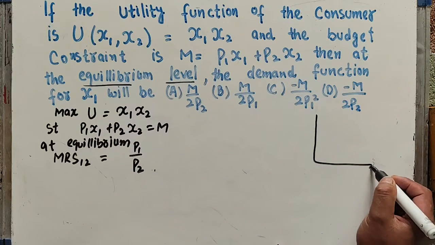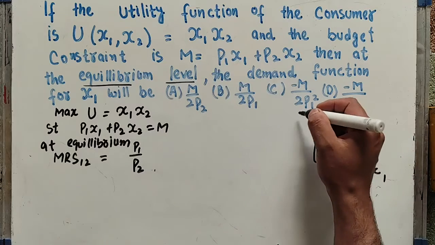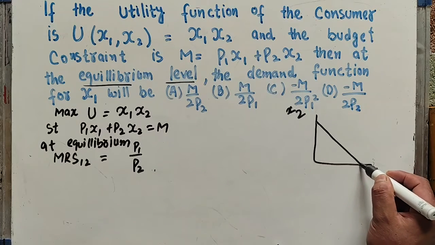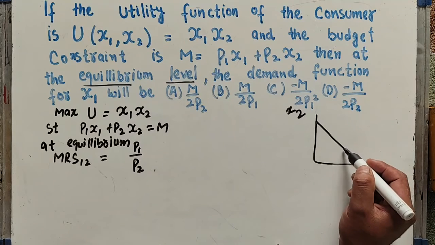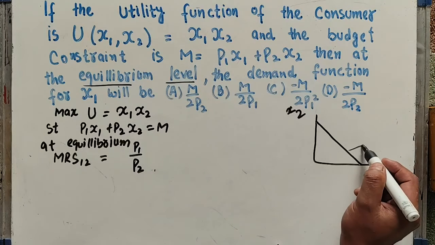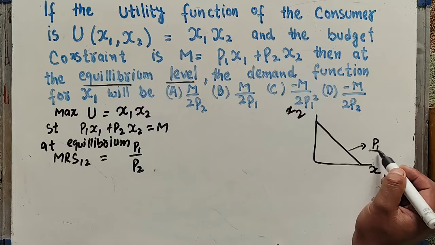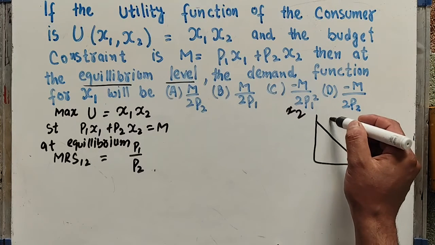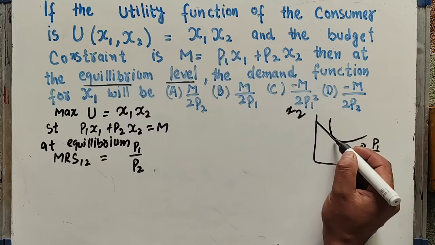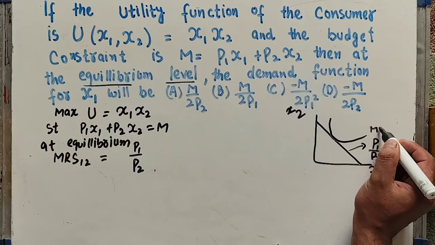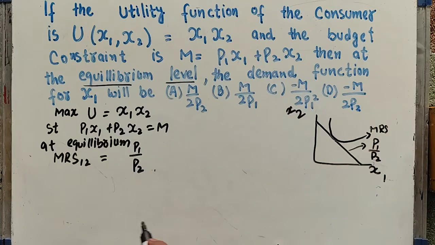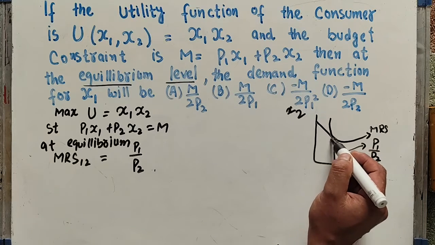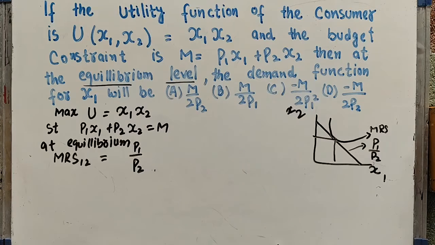This is to say, if we have good x1 on the horizontal axis, good x2 on the vertical axis, given the budget line, p1 upon p2 is the slope of the budget line. And what about MRS? MRS is the slope of the indifference curve. So at equilibrium, what happens? The slope of the budget line and the slope of the indifference curve should be equal.